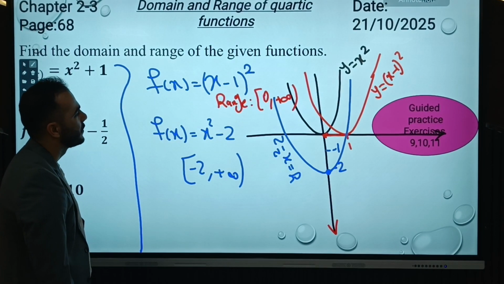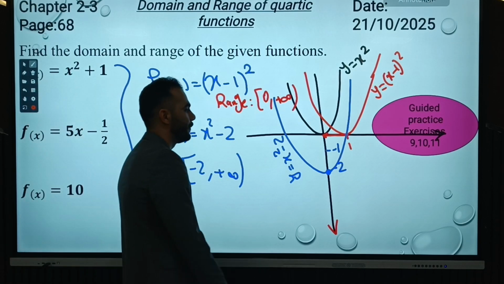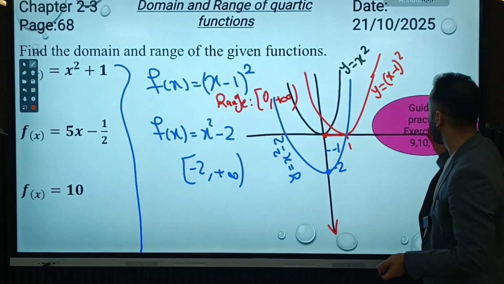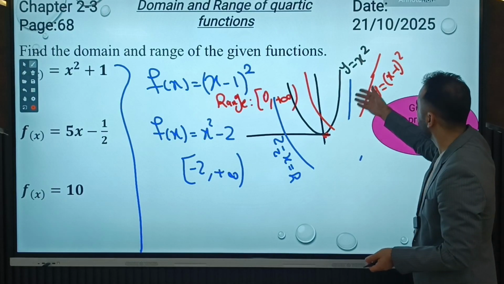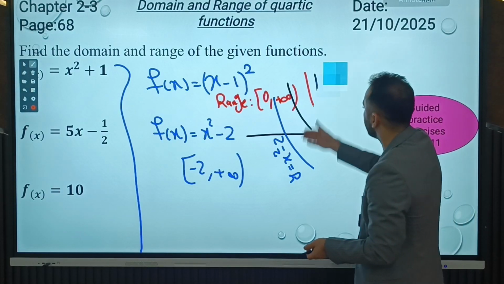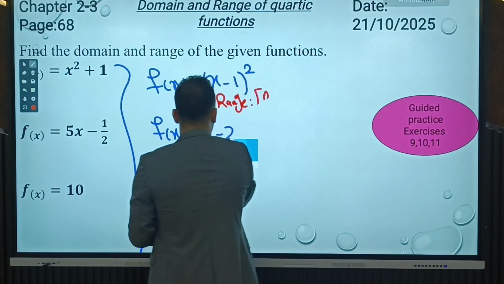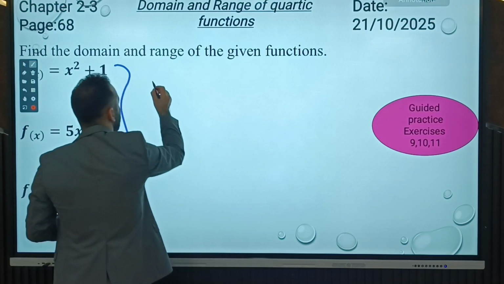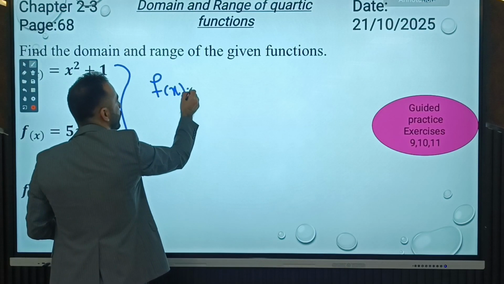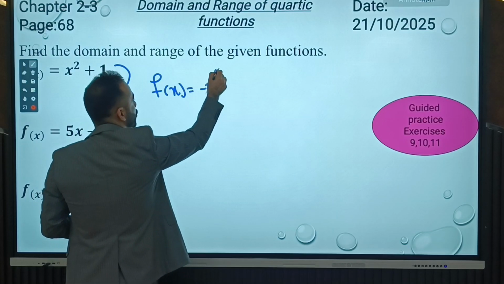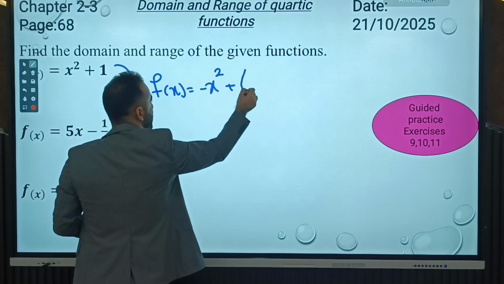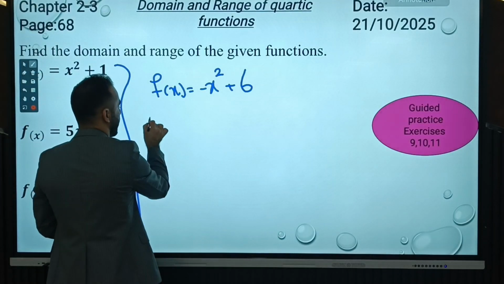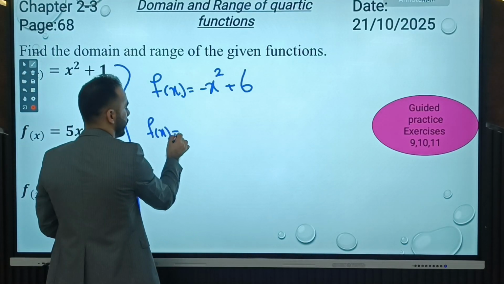One more example regarding what if the function opens down. In that case, the coefficient of x squared must be negative. All right, let's say f of x equals negative x squared plus 6, or f of x equals negative (x plus 2) to the power of 2.